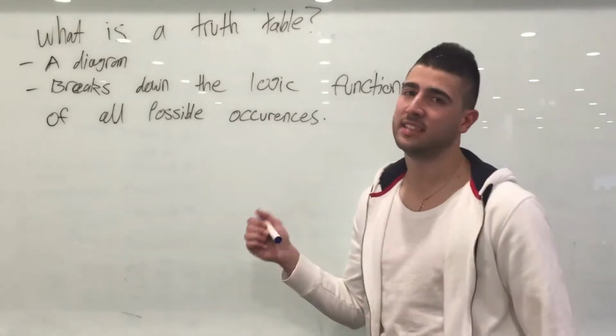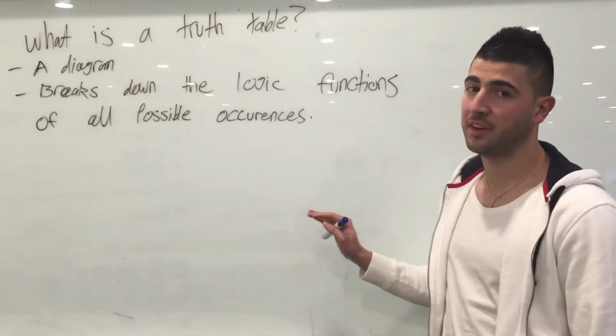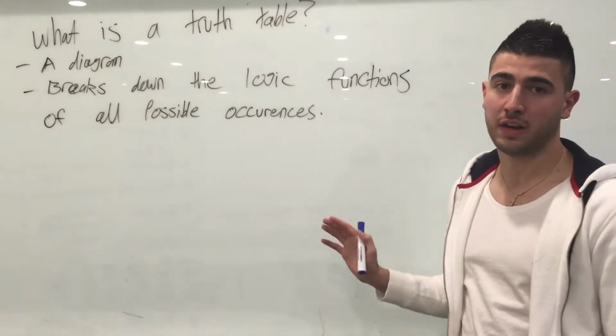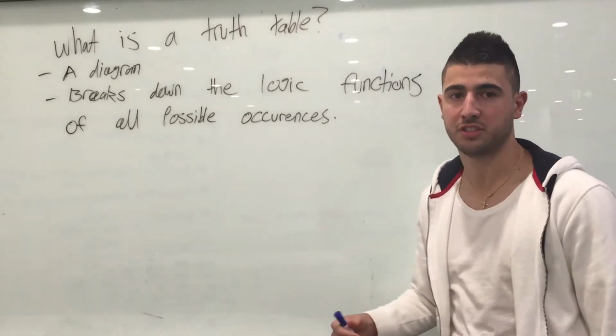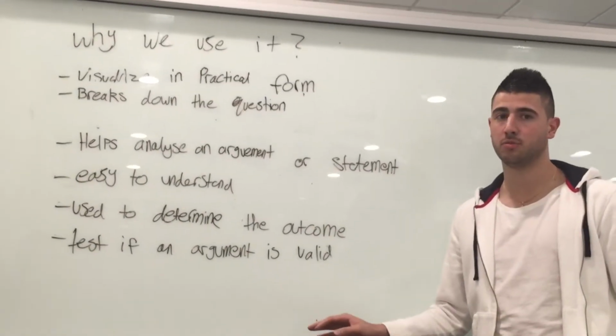First of all, what is a truth table? Basically, it's a diagram of columns and rows that breaks down the logical functions into all possible occurrences to solve the question. Now we're going to talk to you about why we use truth tables.